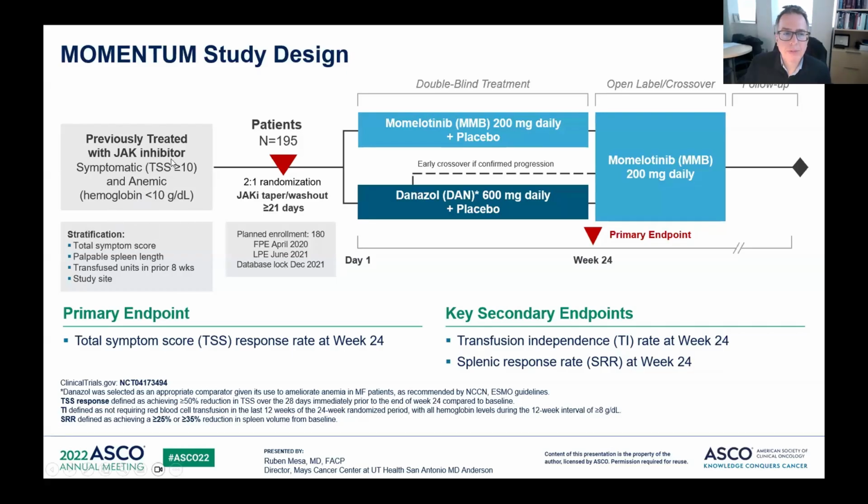They had to have a low hemoglobin and they had to have a TSS, a total symptom score, above 10. So they had to be symptomatic and they had to have seen Jakafi or another JAK inhibitor, typically Jakafi previously, and they were randomized to either the study drug plus placebo, or danazol plus placebo. And the whole point here is it's double blinded. The physician doesn't know, the patient doesn't know what they're getting. So that's the cleanest, most objective way of trying to assess sometimes subjective things like symptoms.